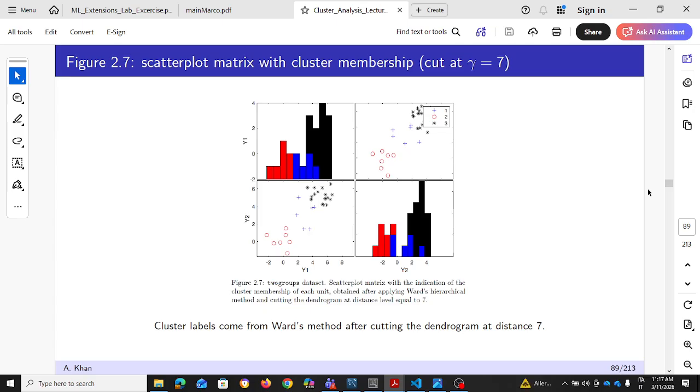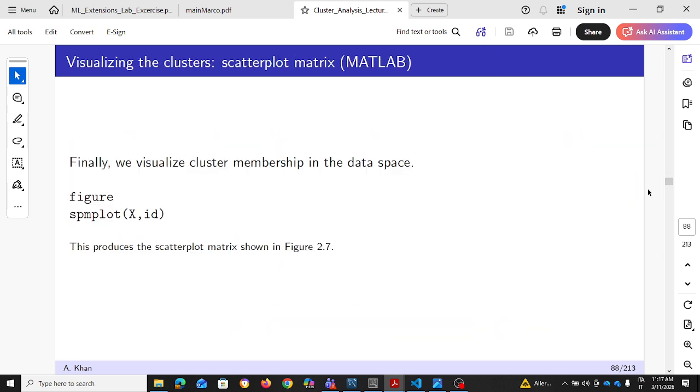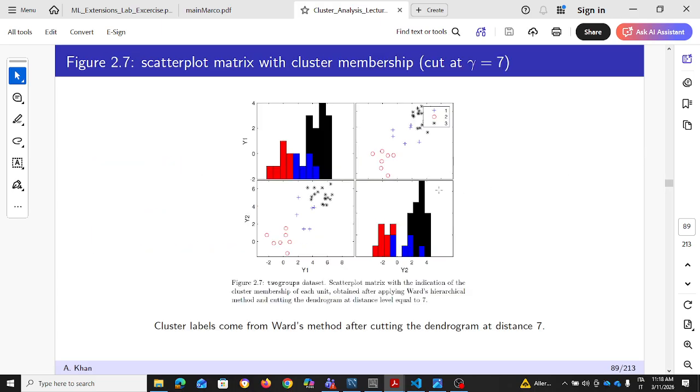Now there is another example in your book where you use this function, the scatterplot matrix. You know the scatterplot matrix, right? But in this case we use our matrix and the ID. So the ID tells us which row belongs to which cluster, and how many points each cluster has.